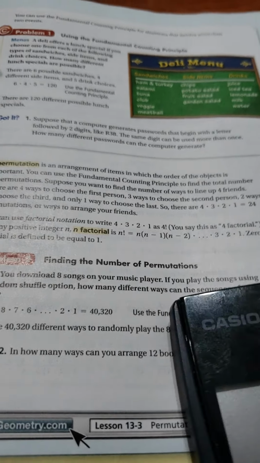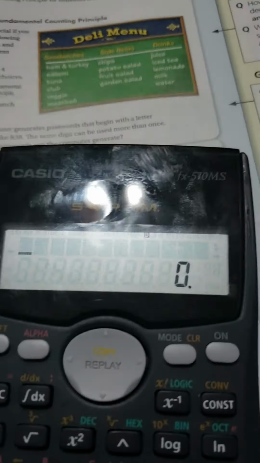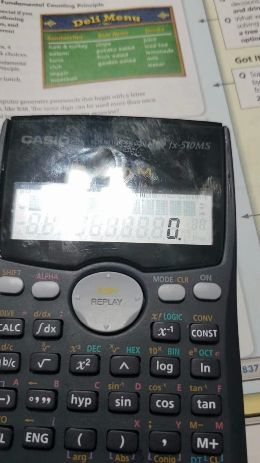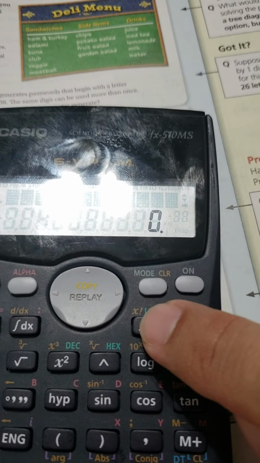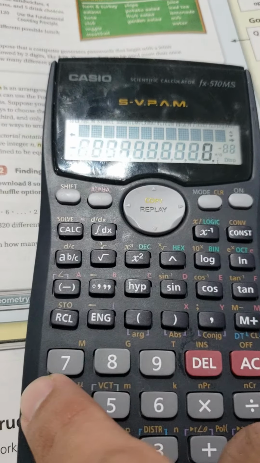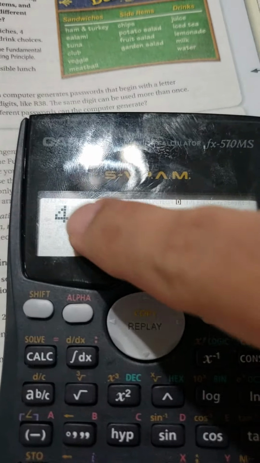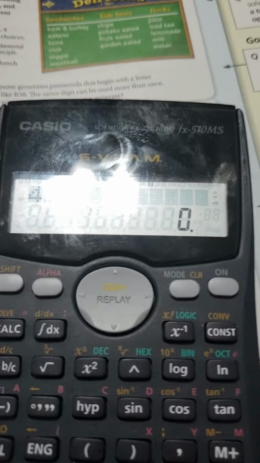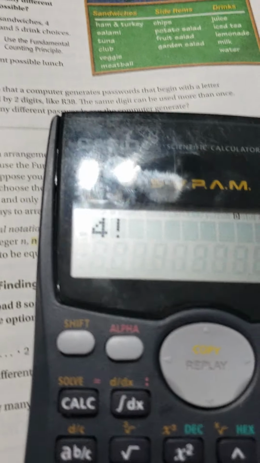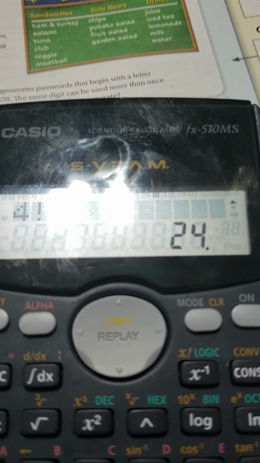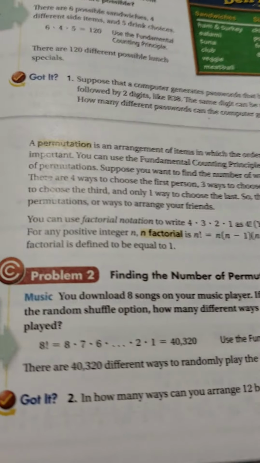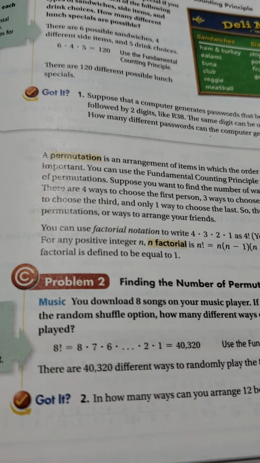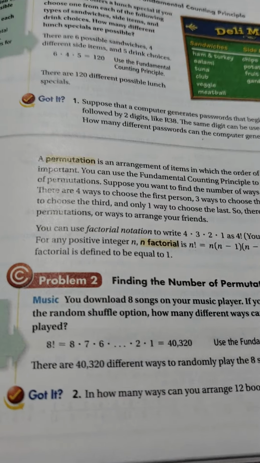Now, there is a key in your calculator for that situation. This one. For example, that example will be 4. We'll go to shift, and this one. We have 4 and the exclamation mark, equal to 24. Now, that is the first kind, the simple permutation.